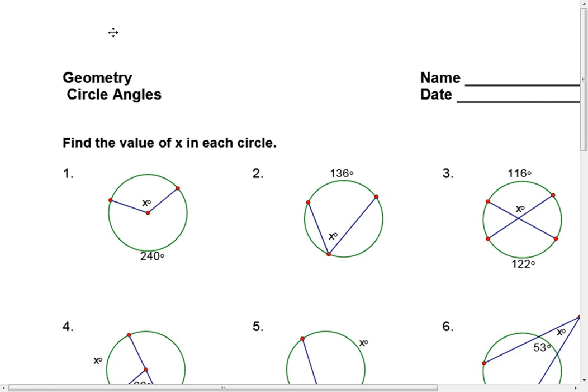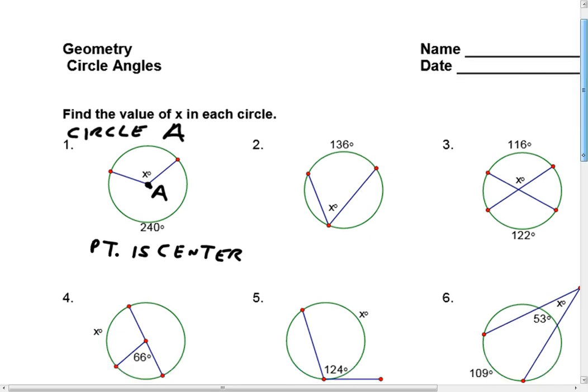On this worksheet, it's not obvious what the center is because there's not a name. On my test, you might see something like this: "Point is center." Or you might see a letter there and then you'll see circle A. Either of those is an indication that that's the center.